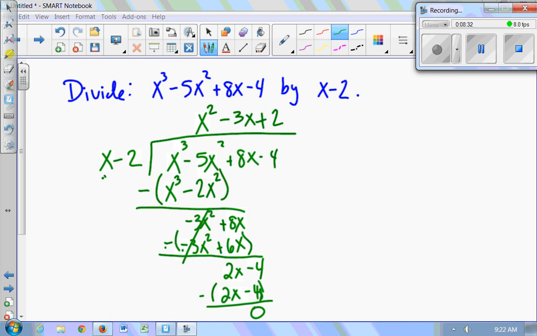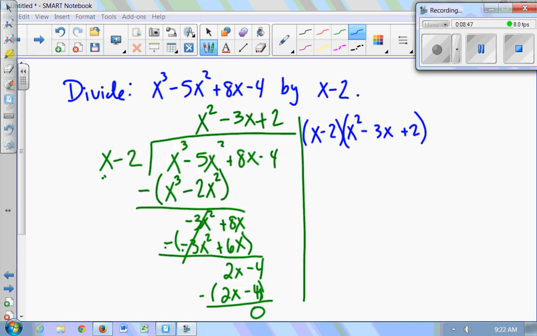And you can always check a division problem by multiplying, right? So I could also take my x minus 2, multiply it by the result I got, x squared minus 3x plus 2. Multiply those together and you should get the original dividend. How do you multiply those? Just distribute. You distribute the x, then distribute the negative 2, then combine like terms. So we'll just do that real quick.